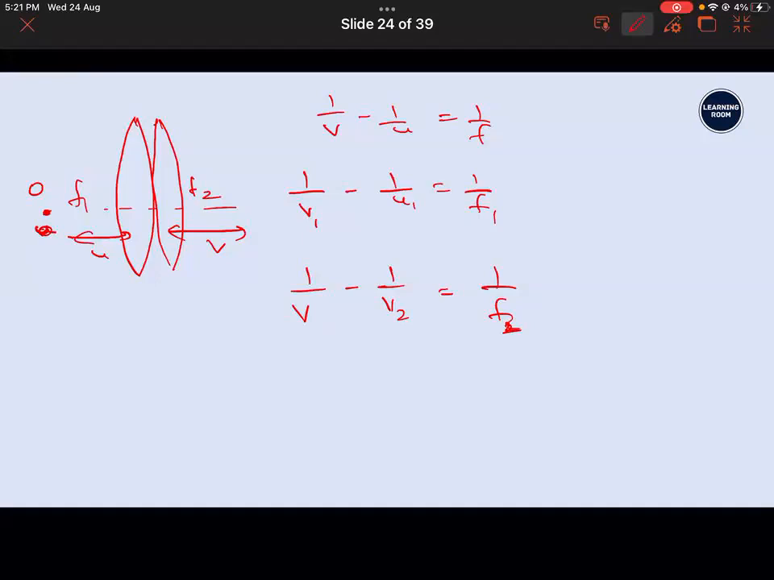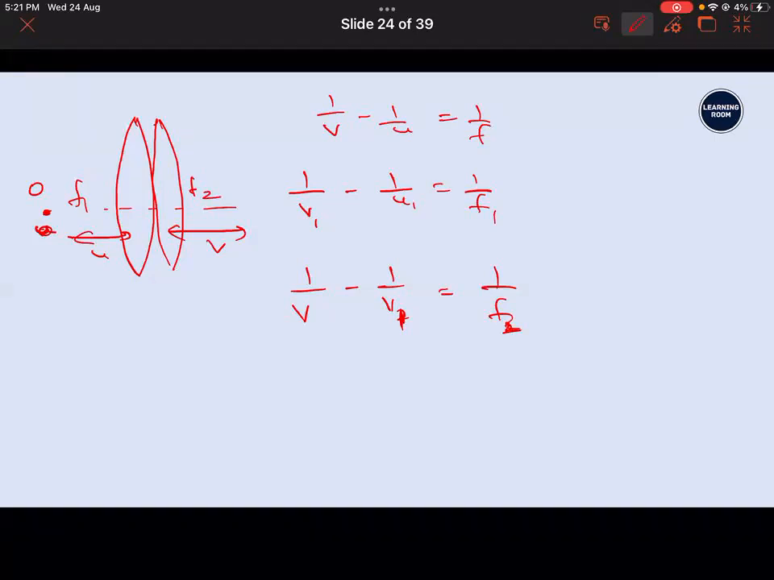You said that the image of the first one would be the object for the second one. So why is it not 1 by v1? No, v1 only, I'm sorry. Oh, okay. That's right. So I had v1 in mind, but I wrote v2. But if you see, I didn't apply sign convention.